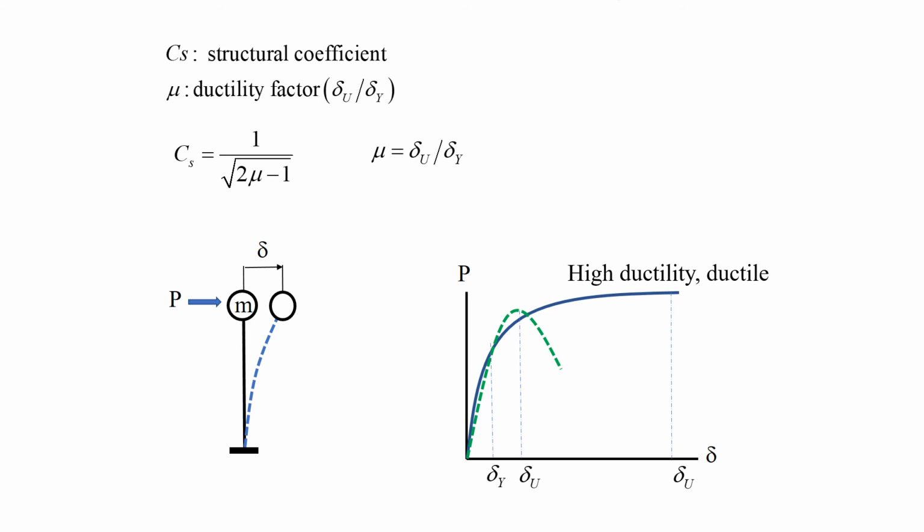The structure with the blue curve has high ductility and is ductile. The structure with the green curve has low ductility and is brittle. Obviously, ductile structures are favored.